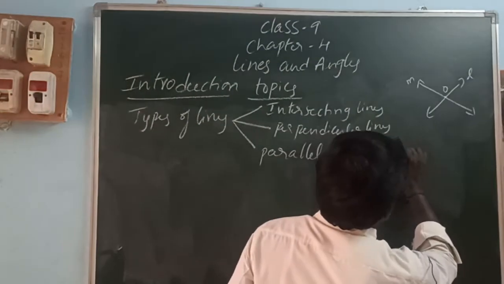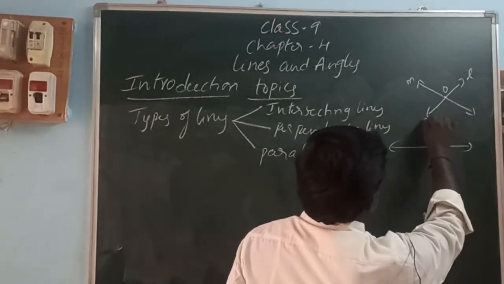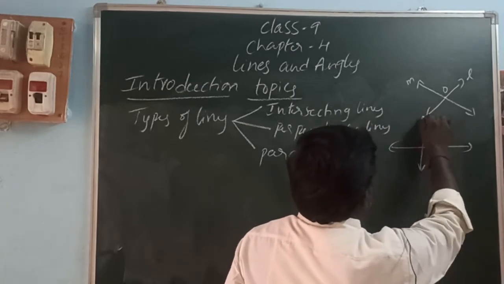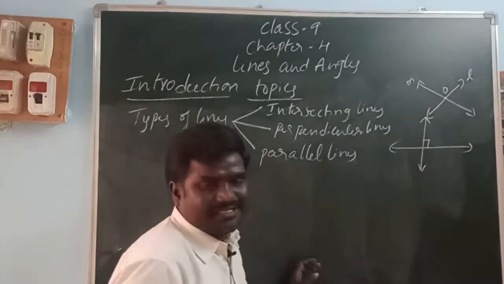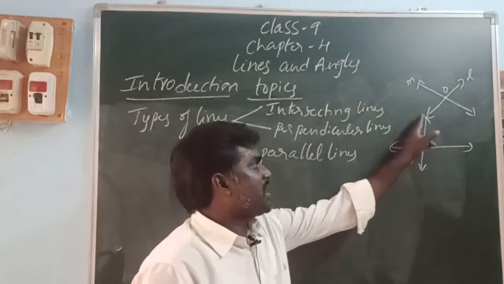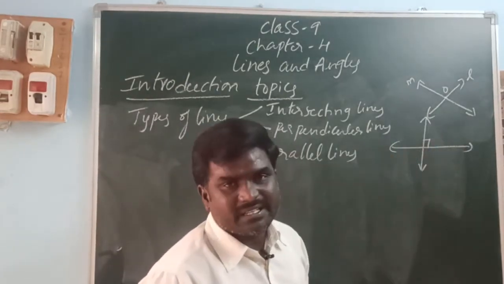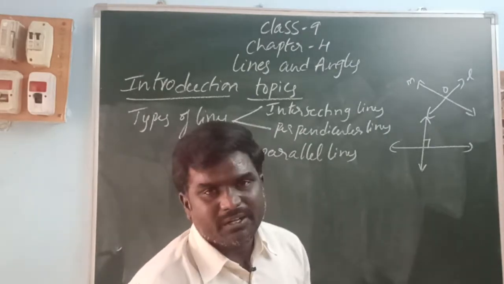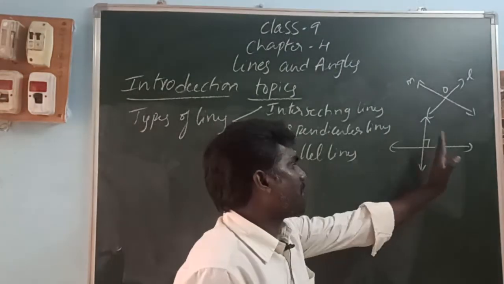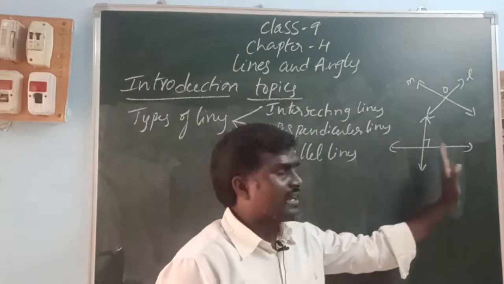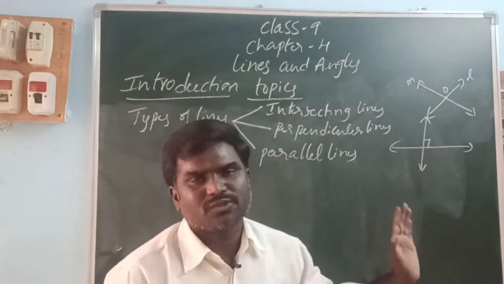A line which is passing through another line and meeting at one point, where the angle formed is 90 degrees, those lines are called perpendicular lines. So how many perpendicular lines can we draw for a line? Infinite perpendicular lines we can draw.